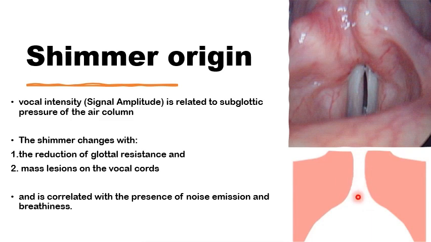The shimmer can change with reduction in the glottal resistance and also with mass lesions on the vocal folds, and it can also be seen that it correlates with the presence of noise emitted with the glottal signal, particularly with things like breathiness related to a reduced glottal valve resistance.